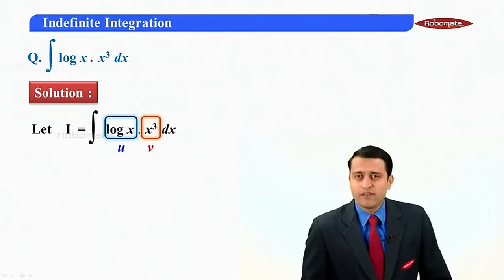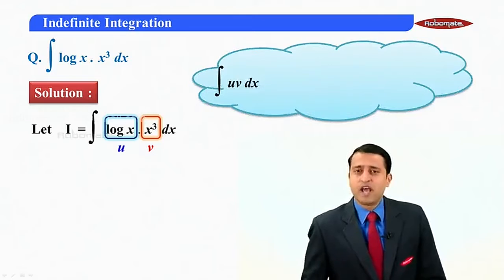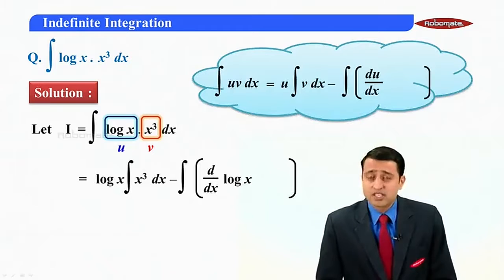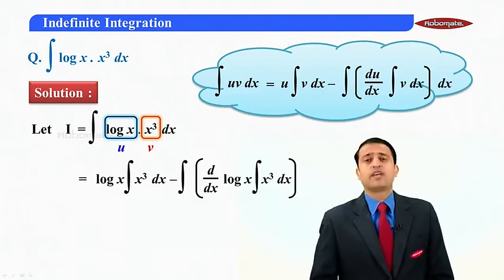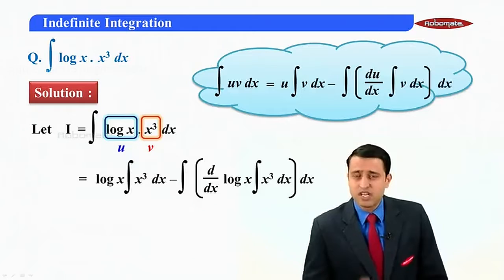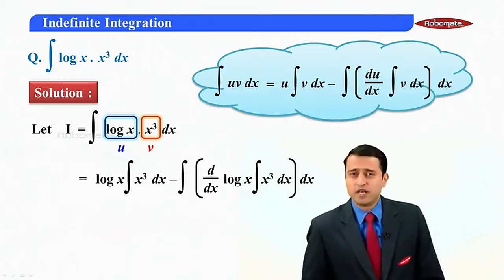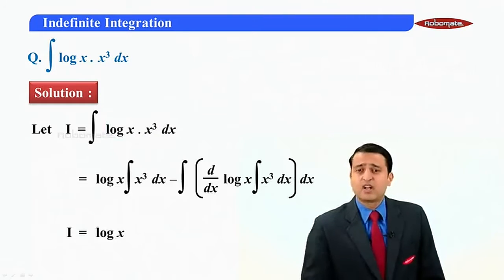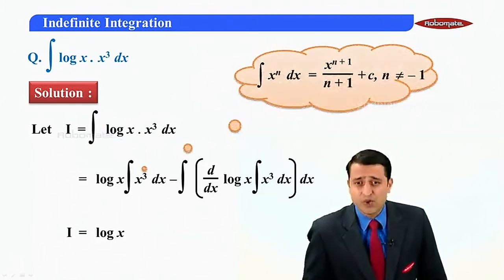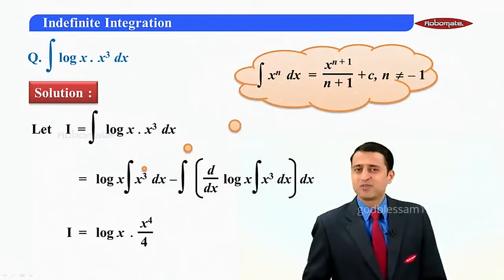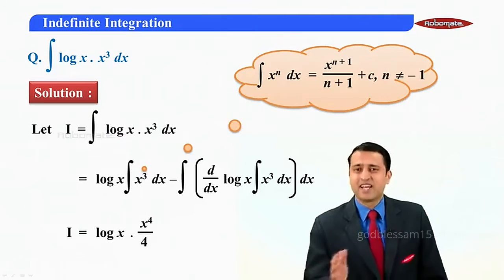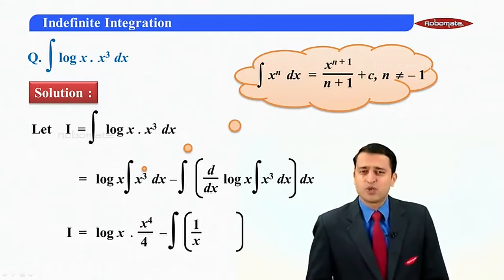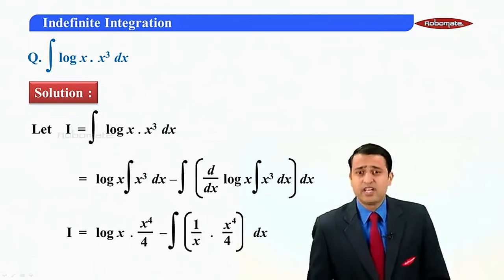Once we are clear with u and v, let's apply the rule. So what we will have is log x integral x cube dx minus d by dx of log x, integral of x cube dx, the whole dx. Is that okay, my dear students? Now what we need is the integral of x cube formula. So let's go to the next step, write that. So log x remains as it is. Integral of x cube, can I say it is x raised to 4 upon 4? That is by using the formula of x raised to n. Likewise, derivative of log x is 1 by x, and again integral of x cube, can I say x raised to 4 upon 4, dx is there.